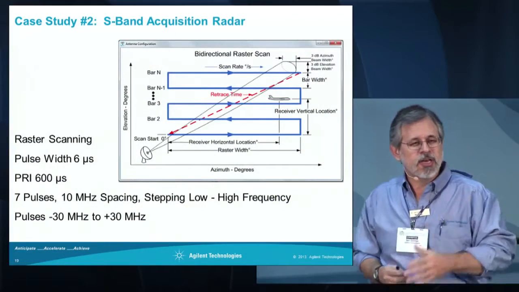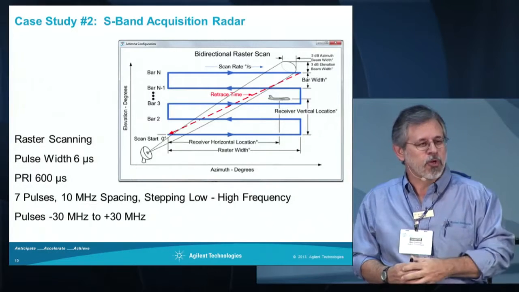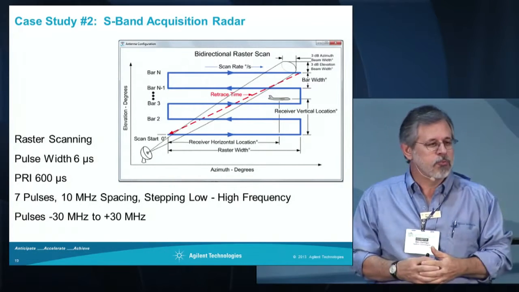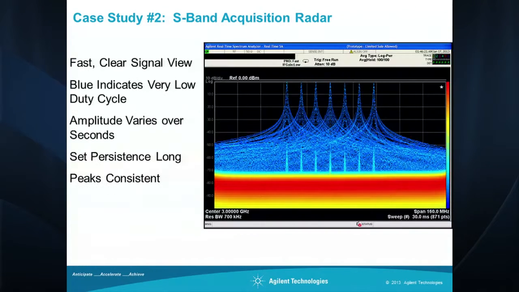The second example, a briefer one I wanted to go over, is a scanning radar. In this case, this radar is sending out 7 pulses at a 10 megahertz separation, with a short separation between pulses and then a long separation between pulse groups. Over a period of a few seconds, the radar antenna is rotating and we get narrow peaks as we hit the main lobes and then the side lobes of the signal.